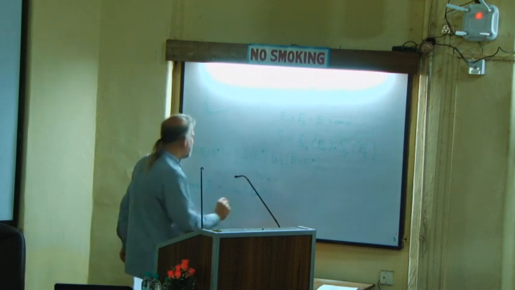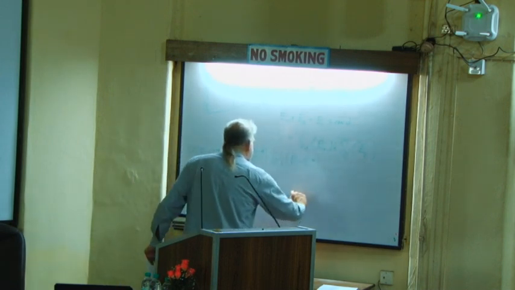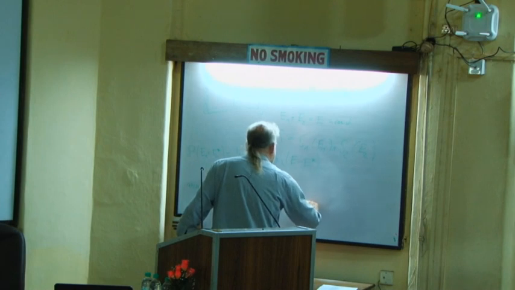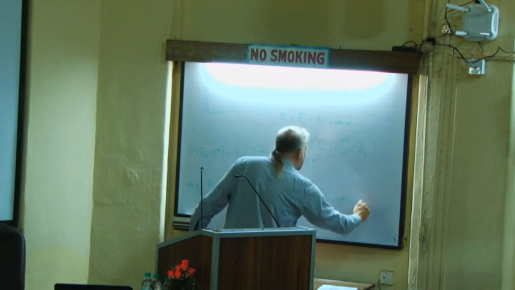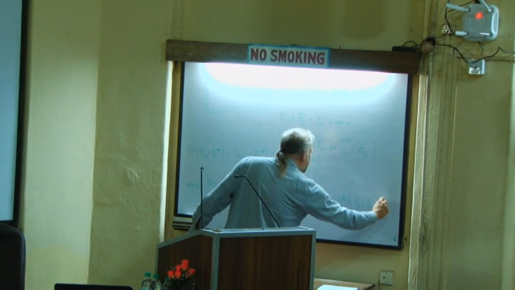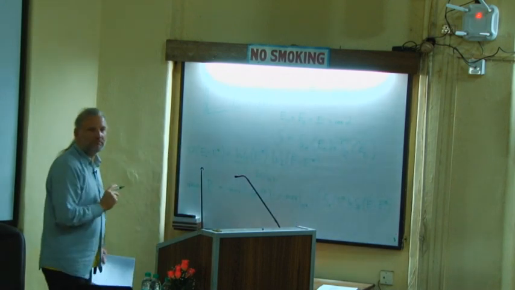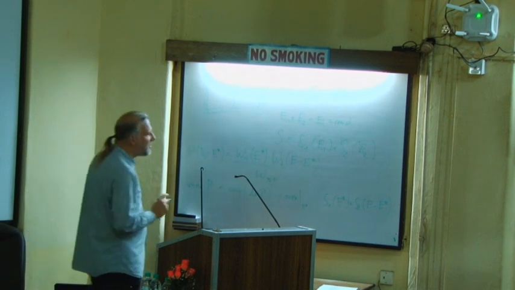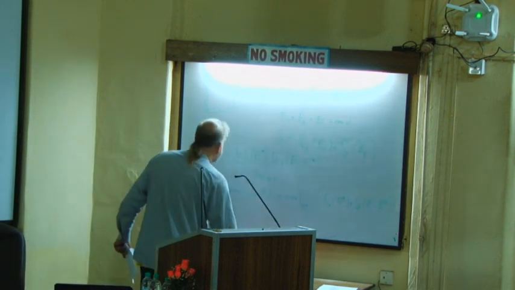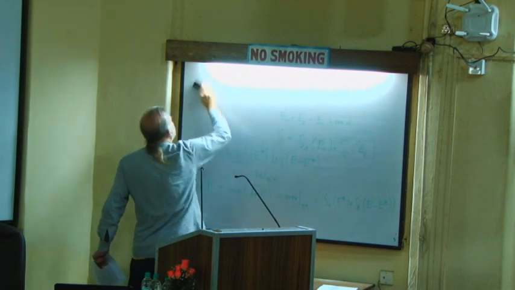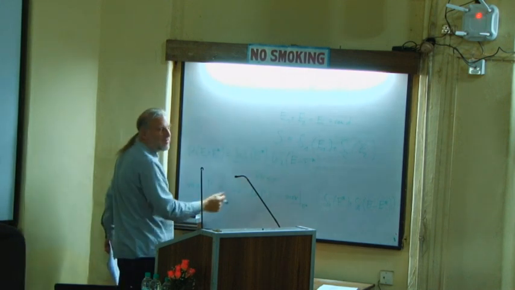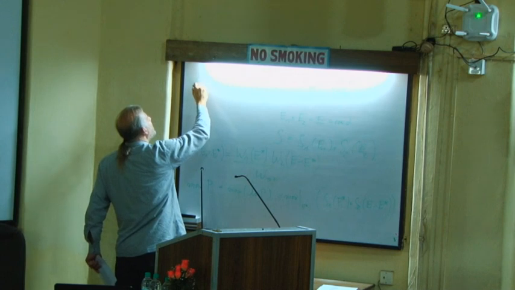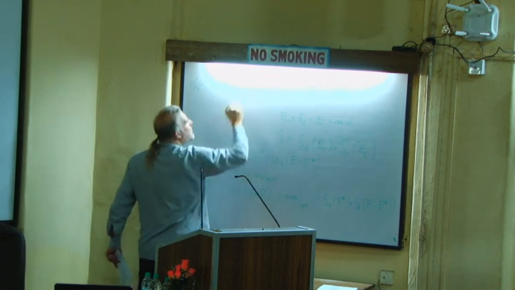And if I take log P, I have to look for the maximum over E star of S1 of E star plus S2 of E minus E star. I need to find the maximum of this function. Well, what does it mean? If I look for the maximum, I have to have that the derivative with respect to E star of S1 plus S2 is equal to 0.